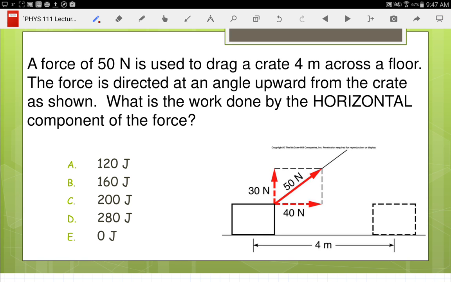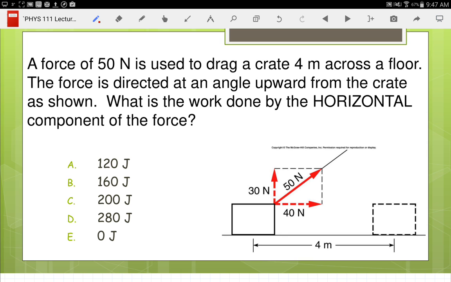Okay, next to last question. A force of 50 newtons is used to drag a crate 4 meters across the floor. Now we have numbers. Notice that the 50 newton force is broken into components for you. So that 50 newton force is 40 newtons horizontal and 30 newtons vertically. Now some people might say, but 40 plus 30 is not 50. That's because they're not in the same direction. You use the Pythagorean theorem: 30 squared plus 40 squared is 50 squared.